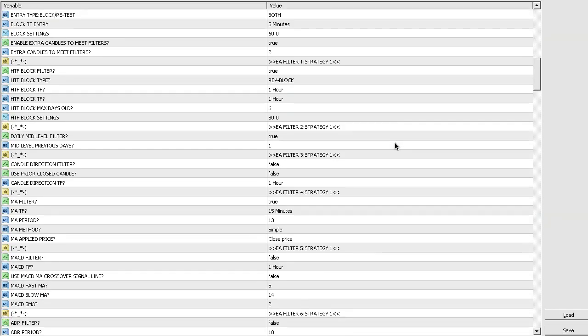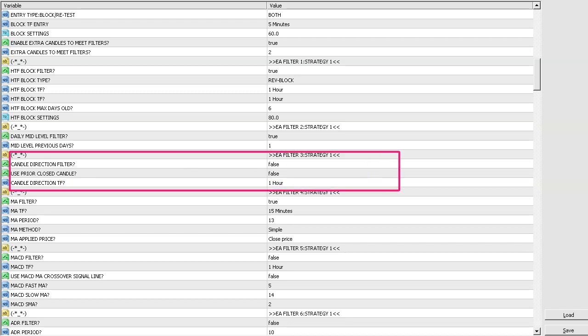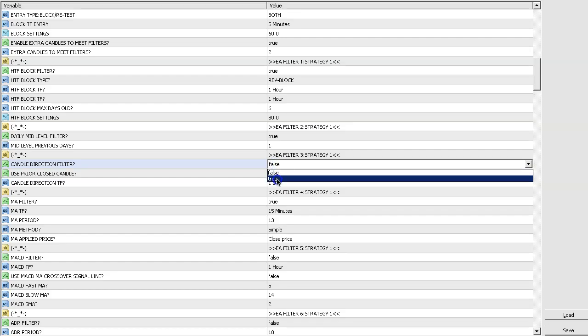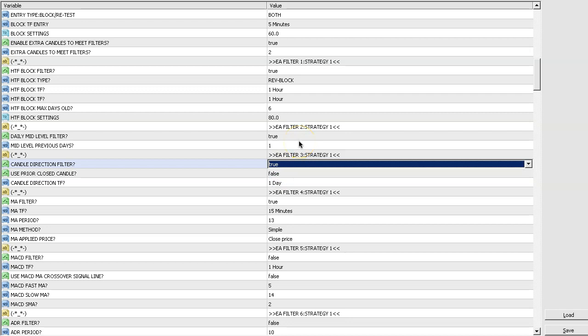We have another major difference in here, which is an addition. It's going to be filter number 3, and it's very simple as well. What I did was add the prior close candle. How does this filter work? It's very, very simple. All we have to do is make it true, and let's say here we change it to daily, just for one example. That means that if I have this set to true, look for entries where, when the current day's daily candle is bullish, look for buy entries.